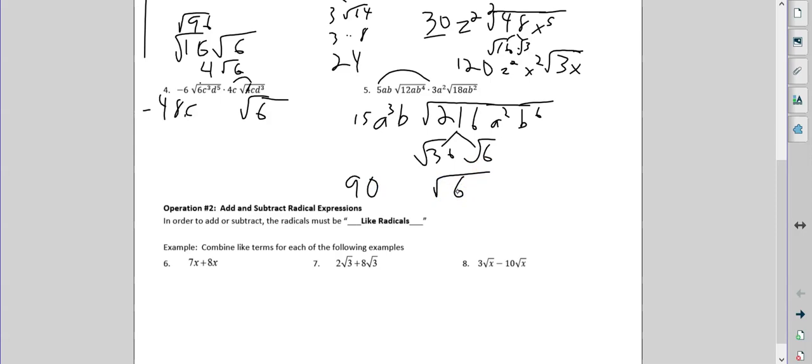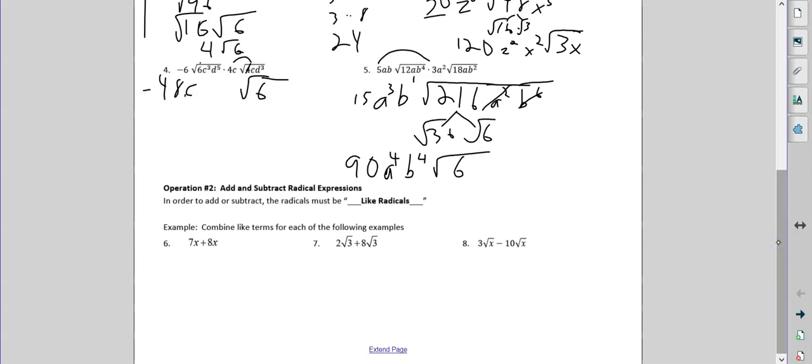Okay? Then we have one group of 2. So 2 divided by 2 is 1, but we already had A to the 3, so that's going to give us A to the 4, because we had 3 groups, and now we're bringing out 1 group. And then 6 divided by 2 will be 3, but we already had 1, so that will also give us B to the 4 there. Notice how there's no letters left inside, so it's just 90, A to the 4th, B to the 4th times the square root of 6, and that's it.